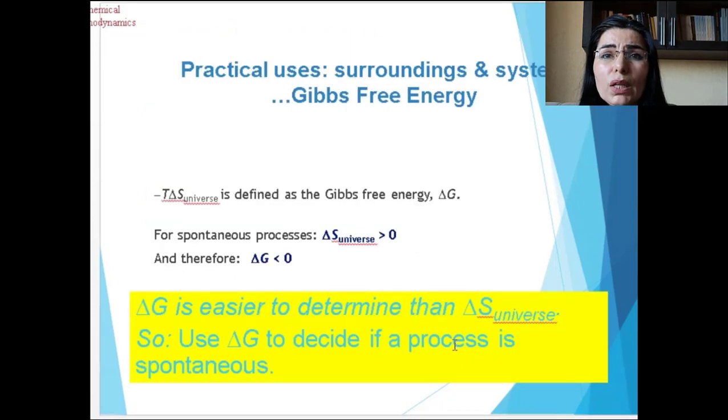And the entropy of surroundings and system, Gibbs Free Energy. We see minus T delta S universe is defined as the Gibbs Free Energy. For spontaneous processes, delta S universe is more than 0, and therefore delta G is less than 0. Delta G is easier to determine than delta S universe. So use delta G to decide if a process is spontaneous.